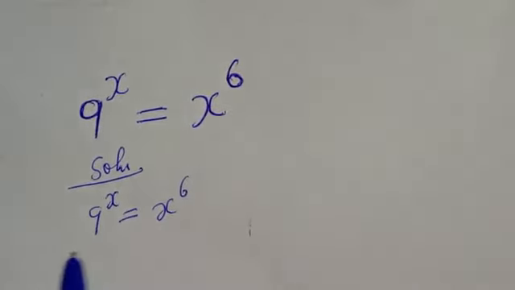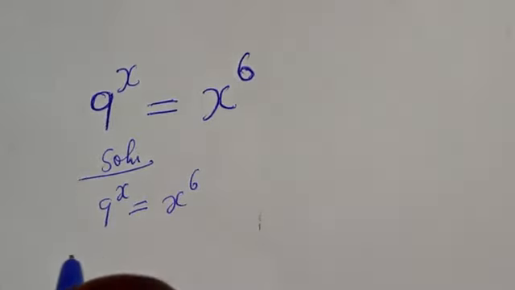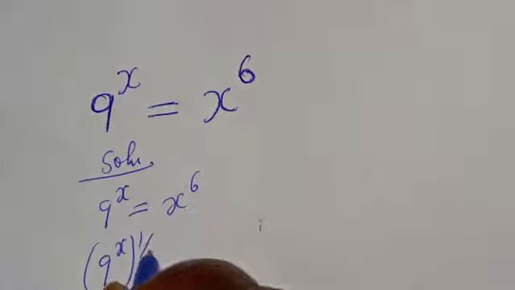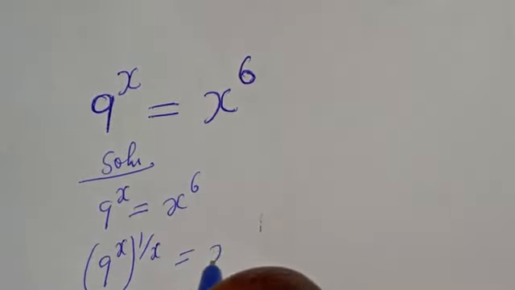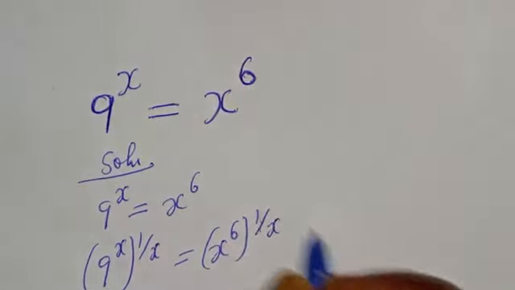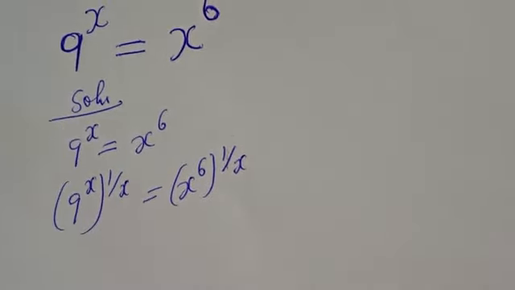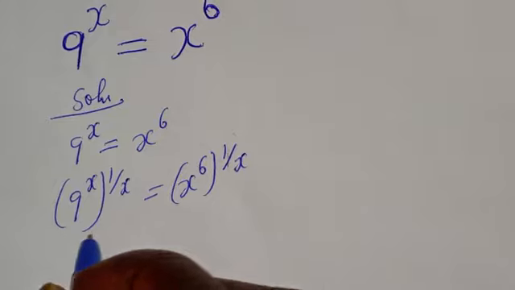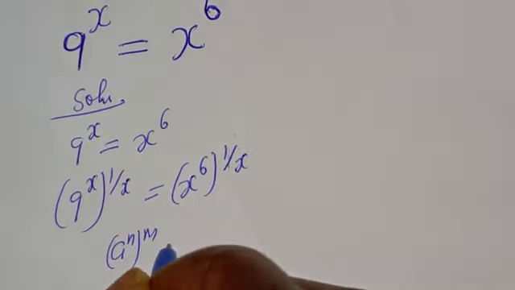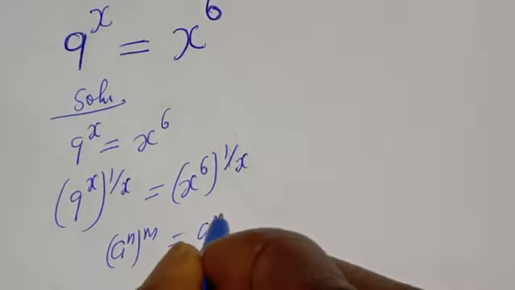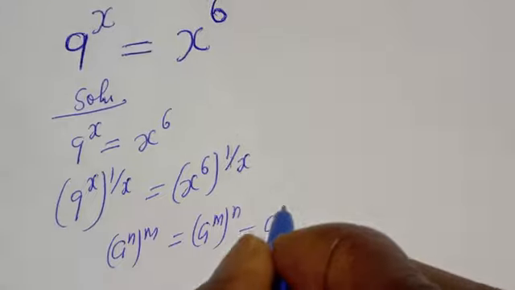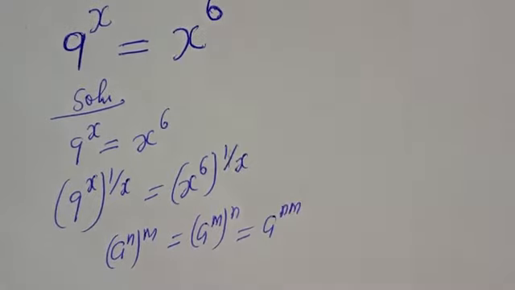Now let's multiply the exponent of both sides by 1 over s. 9 raised to power s to the power of 1 over s is equal to s raised to power 6 to the power of 1 over s. If you have a raised to power n to the power of m, this is equal to a raised to power m to the power of n. This is equal to a raised to power n m.